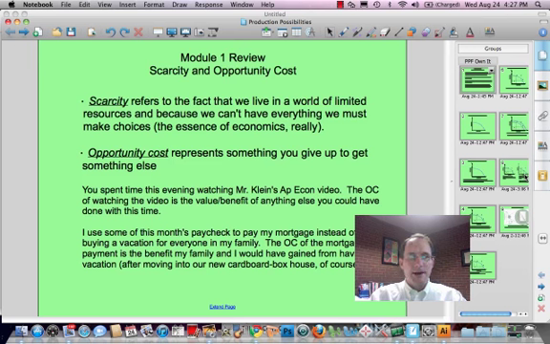Second example, I used some of this month's paycheck to pay my mortgage, and did that instead of buying a vacation for everybody in my family. The opportunity cost of the mortgage payment, not the dollar cost, but the opportunity cost of the mortgage payment is the benefit I would have gained with my family of going on a vacation. So, real quick summary and review of those two topics.